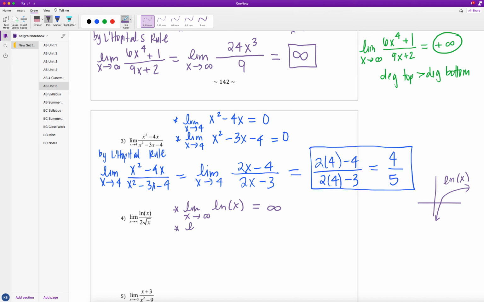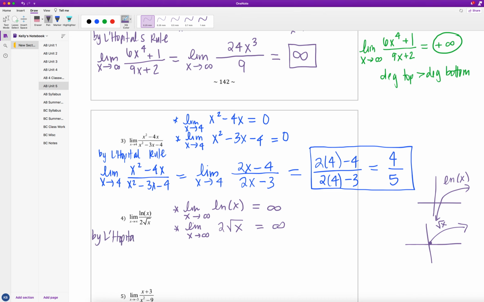We can compute the limit of the denominator separately. So we have the limit as x approaches infinity of 2 times the square root of x. That limit is also going to be equal to infinity. So although I am taking a square root here, the square root of a really big number is still a really big number. If we look at the graph for that, it would look like this kind of half-wing graph that starts at (0, 0) and goes off from there. So the conditions of L'Hopital's rule are met, so I can use L'Hopital's rule then.